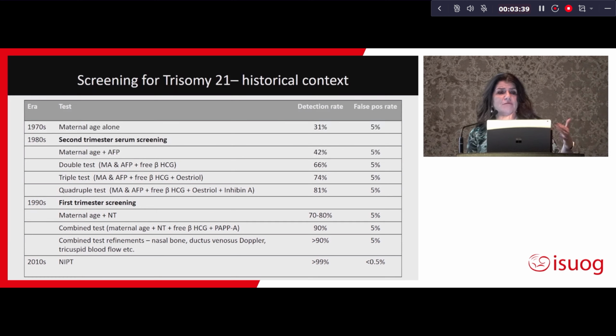So historically, we've been screening for Down syndrome since the 70s. But it's only really in the 90s when first trimester screening came into place and it became more and more refined and the detection rates went up. Now we know that the combined test gives us a 90% detection rate with about a 5% false positive rate. And then in the 2010s, NIPT came on board, and NIPT is now used quite extensively.